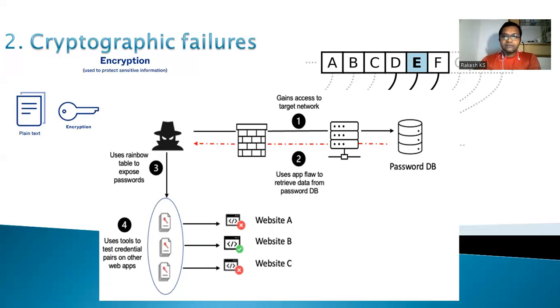The attacker will gain access to the target network, and also go to the password section, that is our database password section. He will gain access to that, take that data, and simply run it over various kinds of web applications and websites. During this process, one of the websites will grant access. That's how they get access to various websites and also to the data. This is mainly because of cryptographic failures.